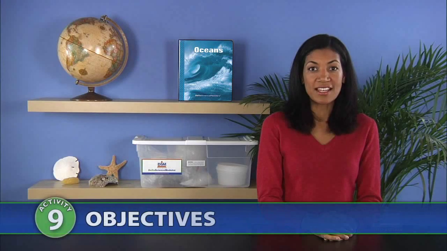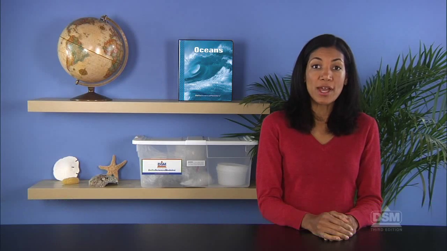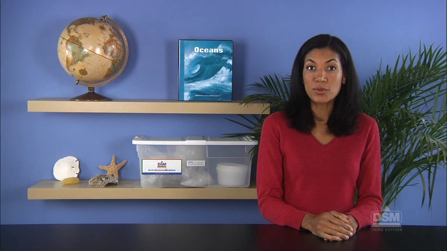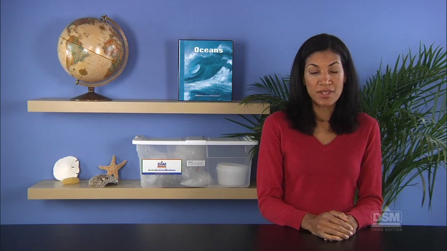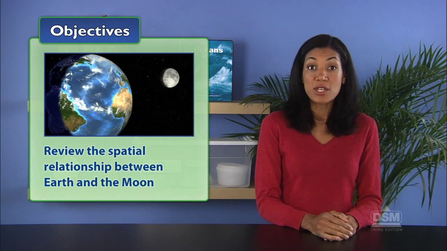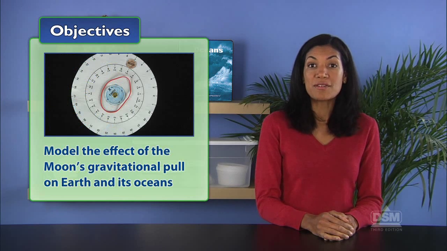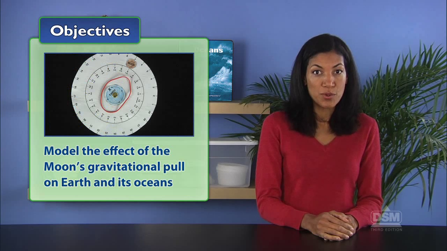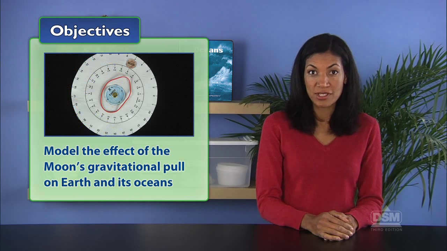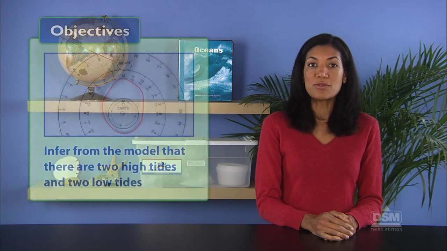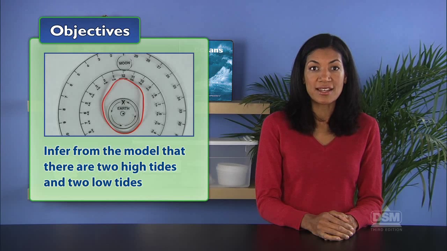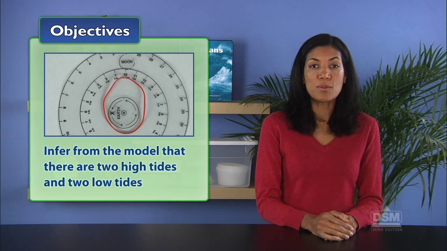In Activity 9, Tides, students learn how the gravitational pull of the moon moves ocean water. Students first review the spatial relationship between Earth and the moon, and then model the effect of the moon's gravitational pull on Earth and its oceans. Finally, students infer that there are 2 high tides and 2 low tides along most coastal regions each day.